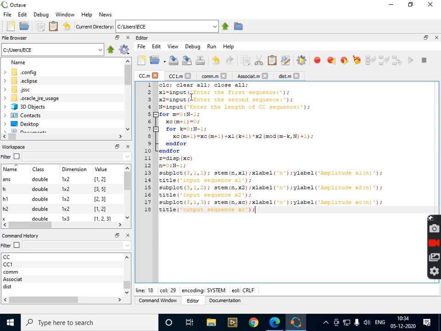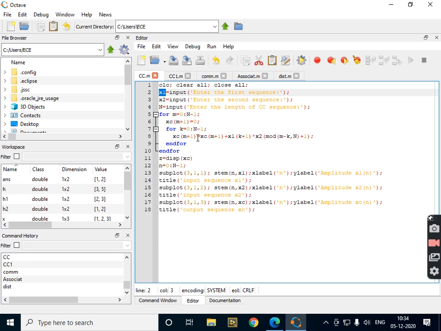Okay, so the first program is to implement circular convolution by direct method or the concentric circle method, and it goes like this. CLC clears the command window, clear all clears if there is any data in the workspace, close all closes additional graph windows if they are open.